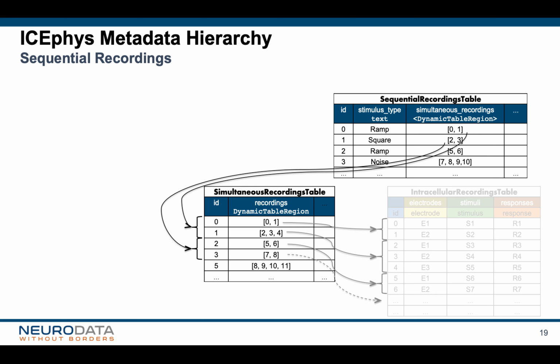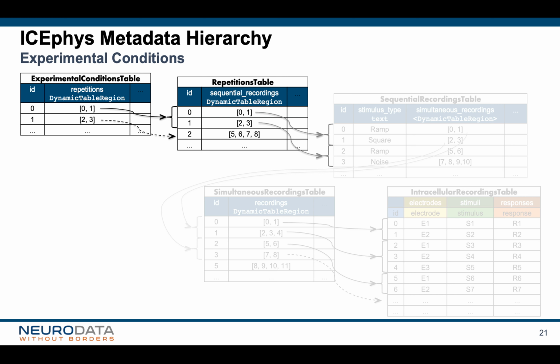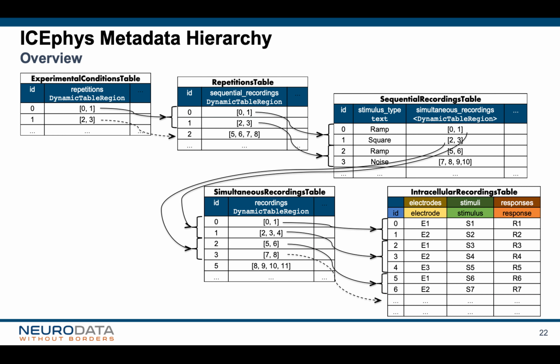And then we continue this process as we go across the additional levels that we defined. We have the repetitions table, which references the sequential recordings table. And then finally, we have the experimental conditions table, which references the repetitions table. And so with this, we now have the full definition of our metadata hierarchy. And so we will next look at how we can use this in code.